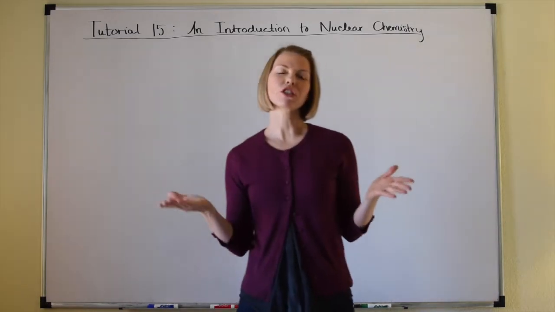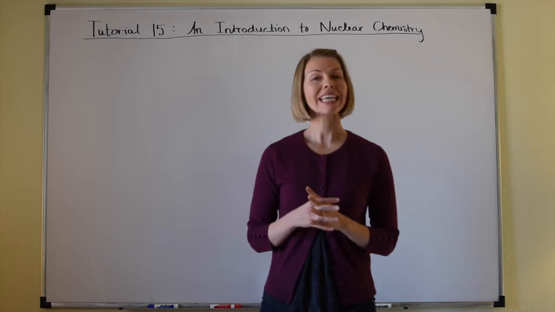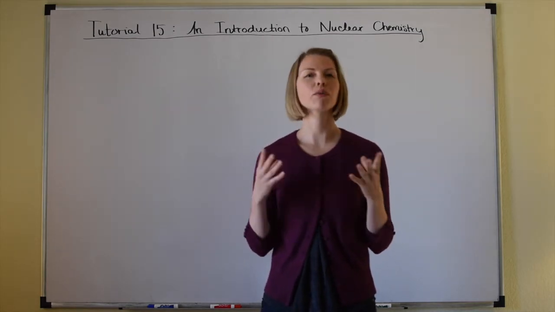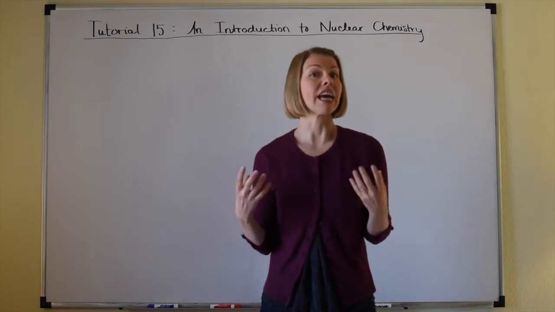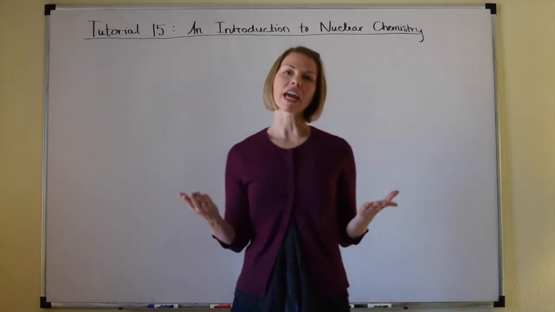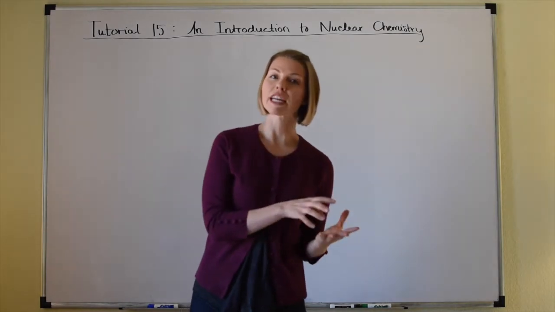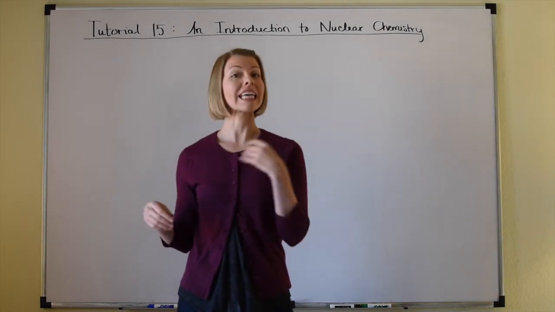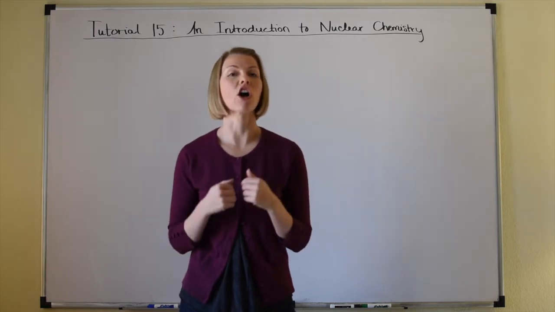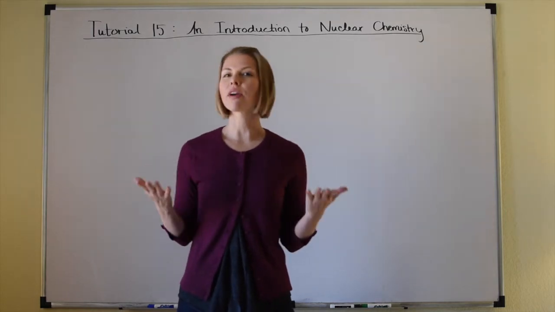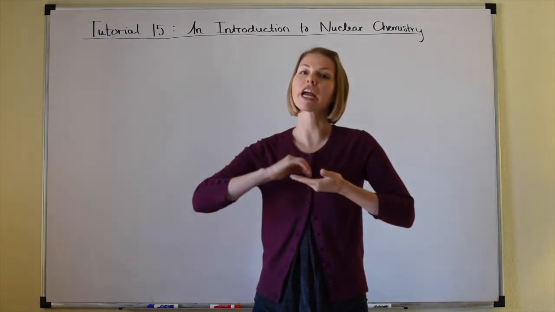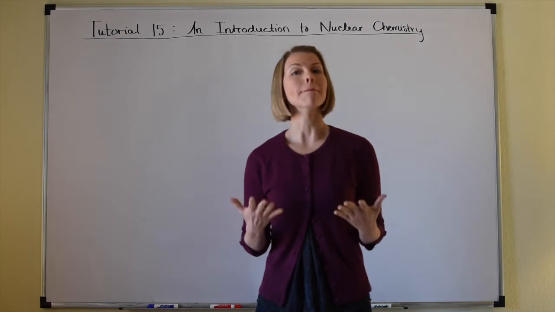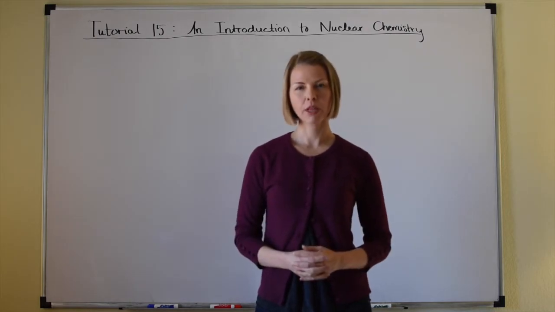So in previous tutorials, we have talked about chemical reactions. And we learned that these chemical reactions involve the valence electrons. And the valence electrons can be transferred from one atom to another, forming cations and anions in ionic compounds. These valence electrons can also be shared between atoms in the formation of molecular compounds.